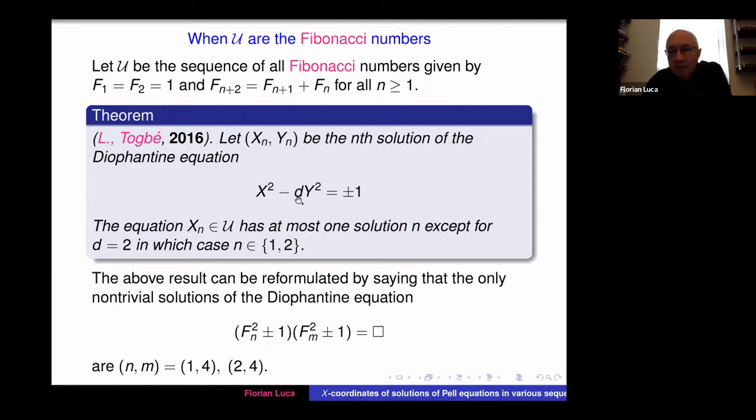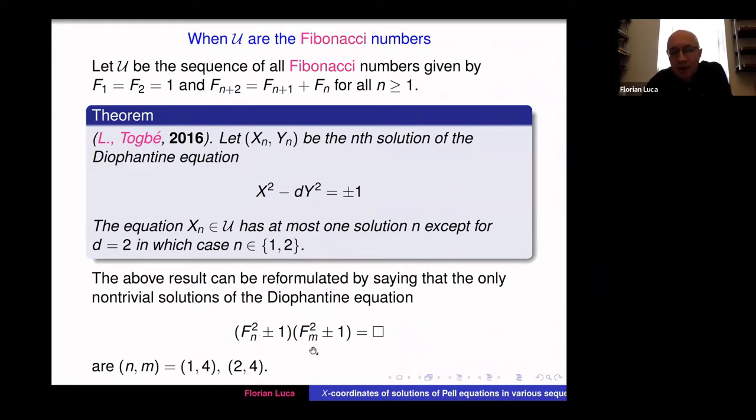How can you reformulate this result? You can get rid of this d and reformulate the result in the following way. You can say, let's look at this Diophantine equation: (F sub n squared plus or minus 1)(F sub m squared plus or minus 1) equals a square. There are some trivial solutions in here. For example, if the sign is negative and F sub n is equal to the first Fibonacci number or the second, which are 1, then the left-hand side is 0, which counts as a square.